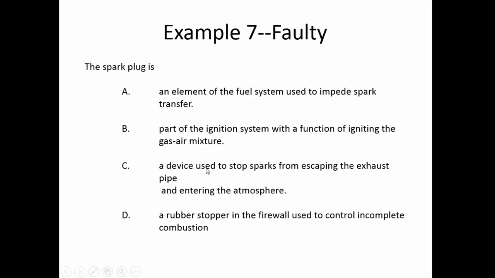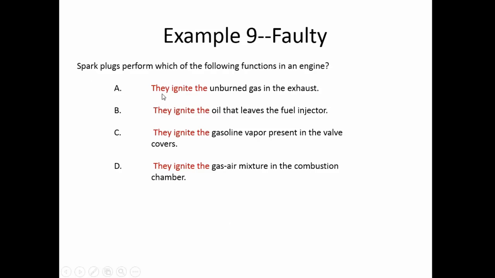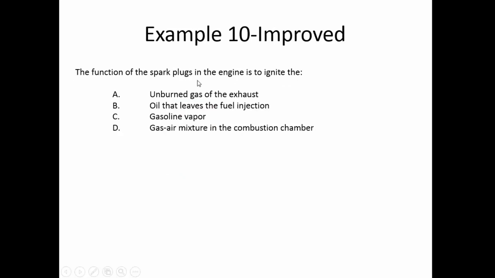The other part of multiple choice writing is that the stem of the item has to be the longest part of the item. So when you look at this, the spark plug is, this is basically four true false questions, so you need to turn the item around to where the stem of the item becomes the longest part, and then you have your answer and your distractors. Notice in this particular example, "they ignite the" appears in all of the distractors. You need to then reword the stem so that you're not repeating those words in the distractors. So then you get "they ignite the" in the stem of the item.